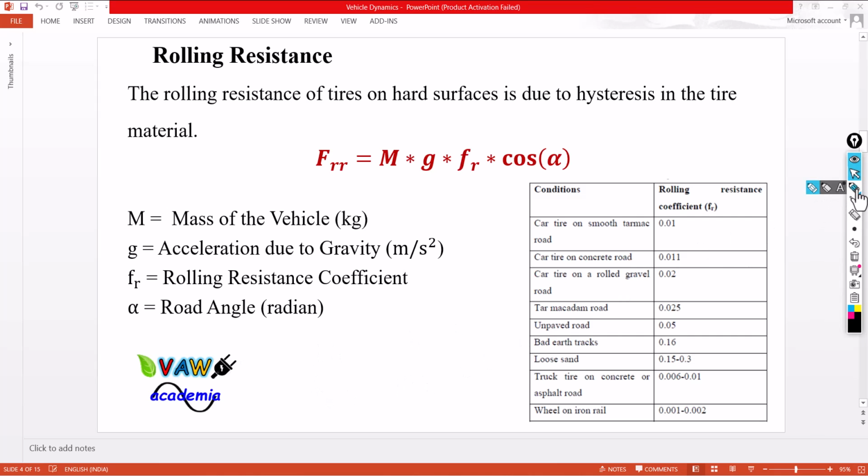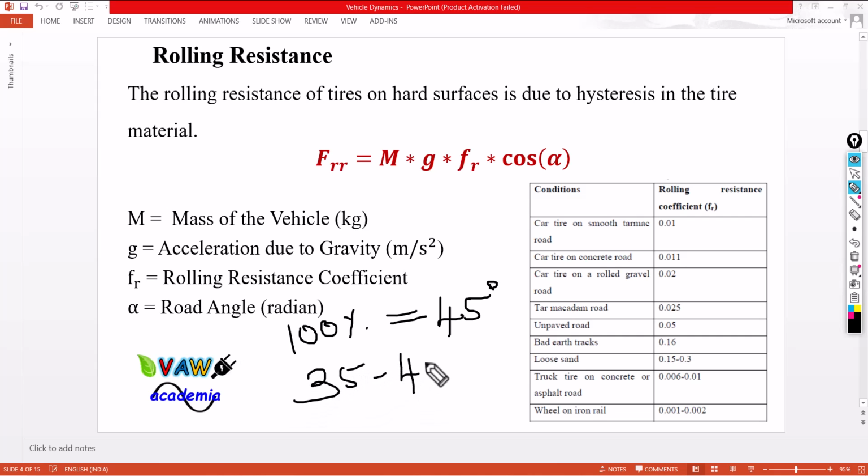100% of gradability means that the vehicle can climb even a 45 degree slope. Normally, if you take any mid-range vehicles, they always design the vehicle with 35 to 45 percent of gradability. That means that the vehicle can climb a minimum of 11 degrees to 16 degrees of slope.